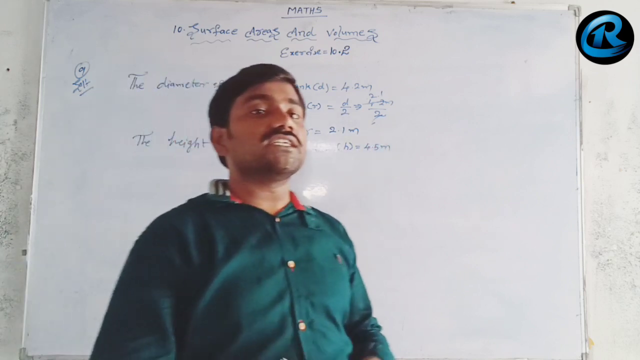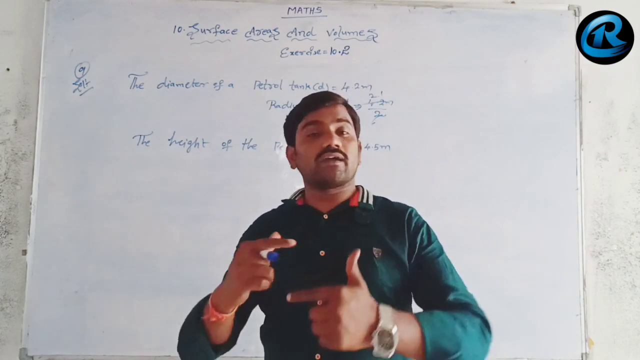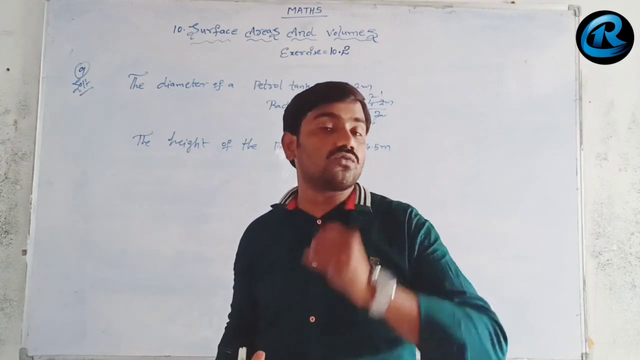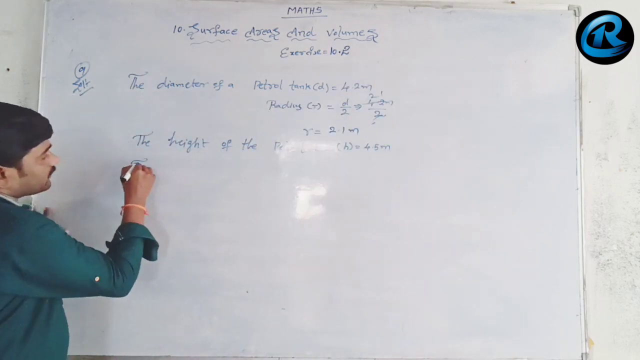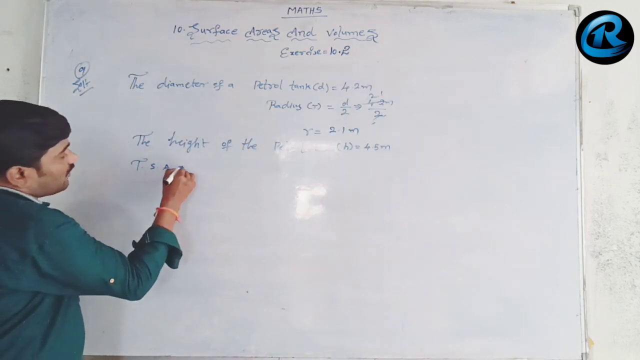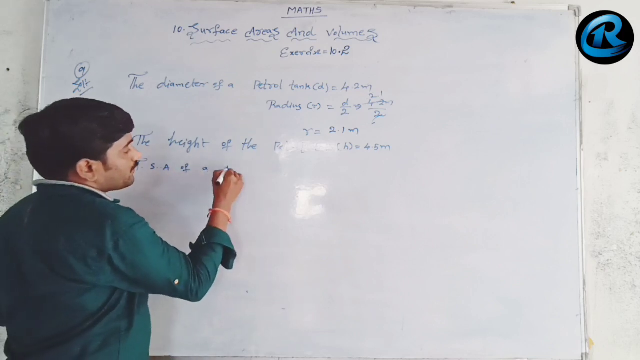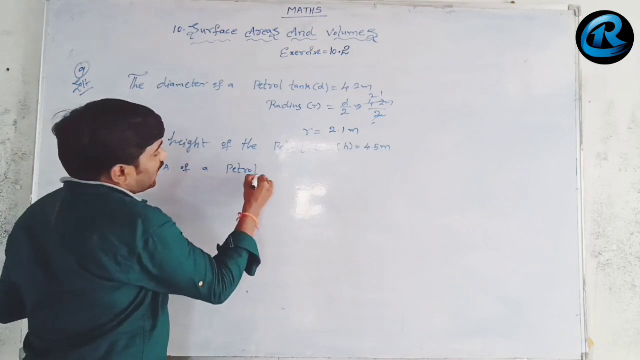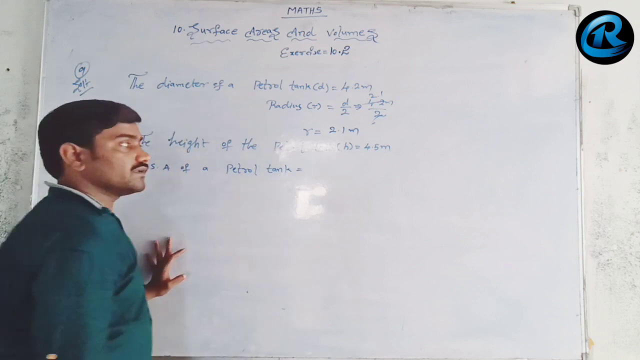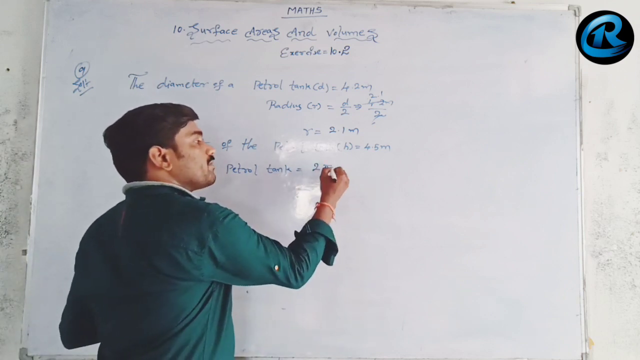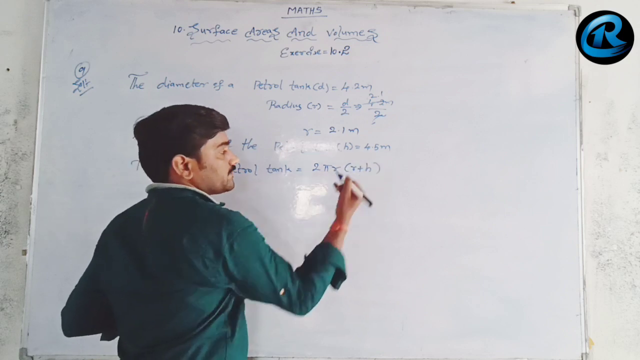Now how much metal sheet is required? That means you cannot go for the curved surface area. Here we need to go for the total surface area. The total surface area of a petrol tank is equal to, the formula is 2πr(r + h), we know it.